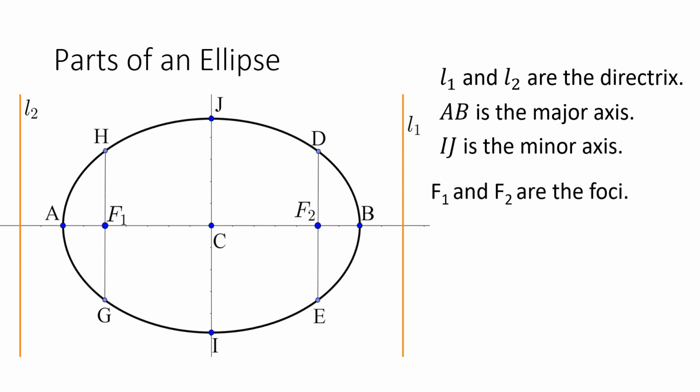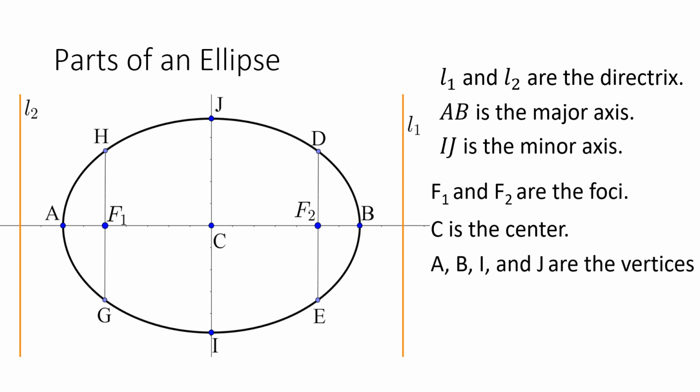Now, F sub 1 and F sub 2 are our foci. Then point C is the center of the ellipse. The points A, B, I, and J are the vertices, or in some references, what we call co-vertices. So we have point A, point B, point I, and point J. Now, the segments HG and DE are the latera recta.